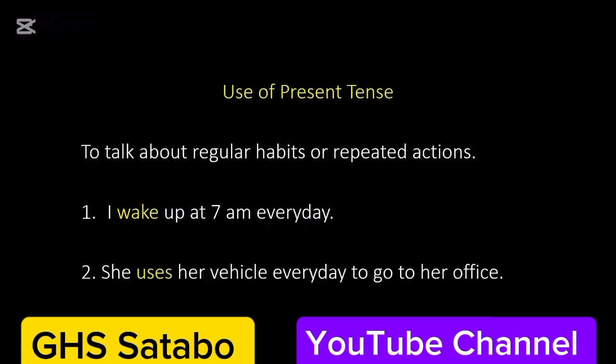She uses her vehicle every day to go to her office. So uses is your simple present tense because we are talking about a regular activity. So she was singular, and hence I have used S form of the verb. Use plus S becomes uses.